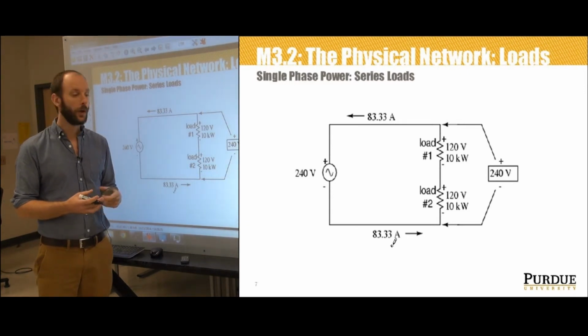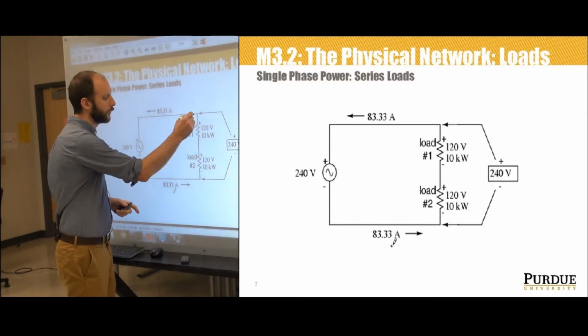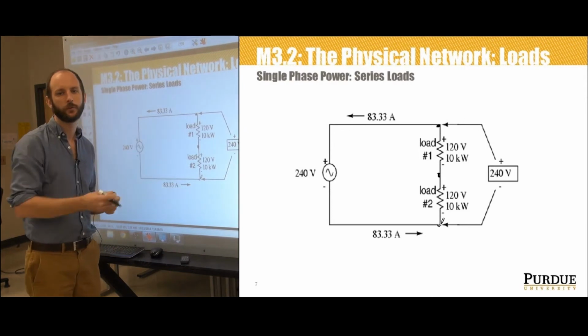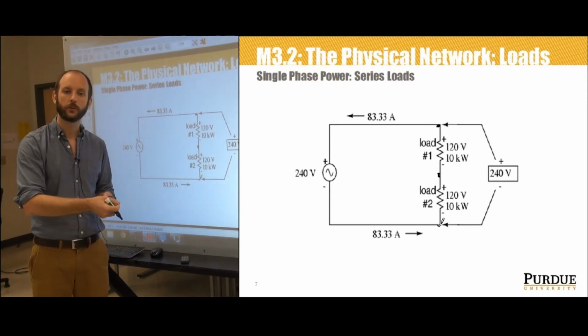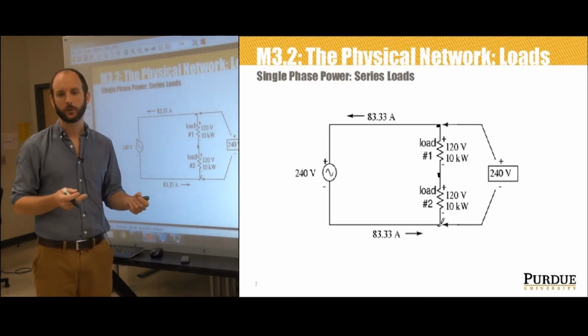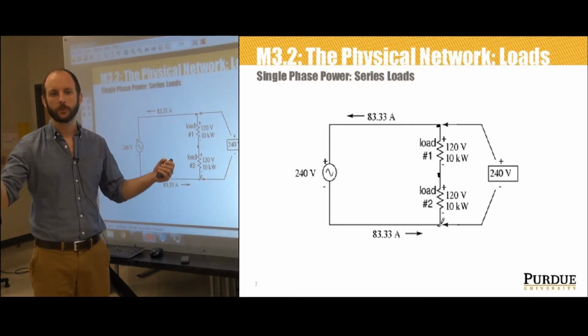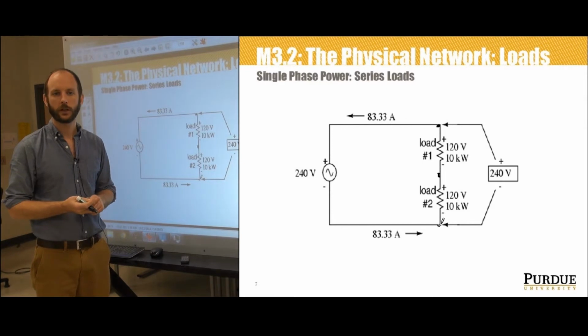In this configuration, even though the 240 volts exists across the output terminals of the transformer, the individual loads, when I measure from here to here and from here to here, are only going to see 120 volts due to their series configuration. You guys probably are already screaming there's an obvious fault with this circuit.